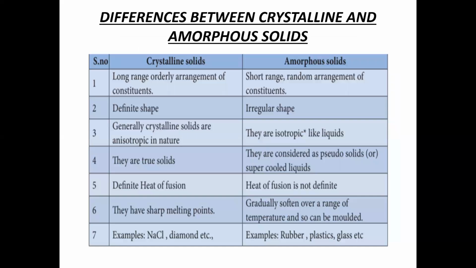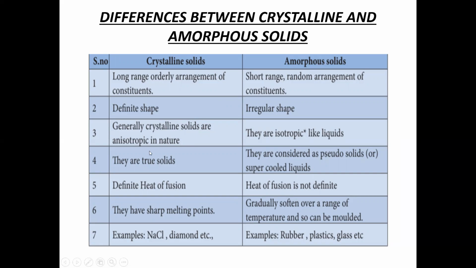Next is the difference between the crystalline and the amorphous solid. In the crystalline solid, there is a long range orderly arrangement of the constituents. The atoms are arranged in a regular pattern over a long range. In the amorphous solid, the atoms are arranged in a short range. The crystalline solids have a definite shape, for example diamond. In amorphous solids, the shape is irregular, not a definite shape.